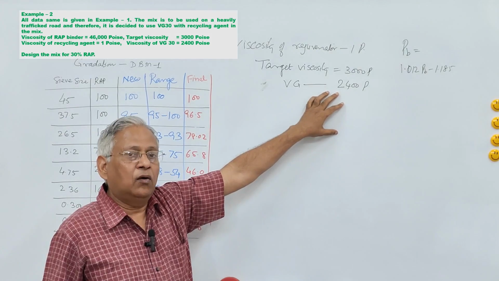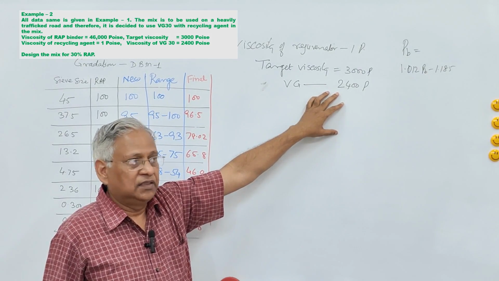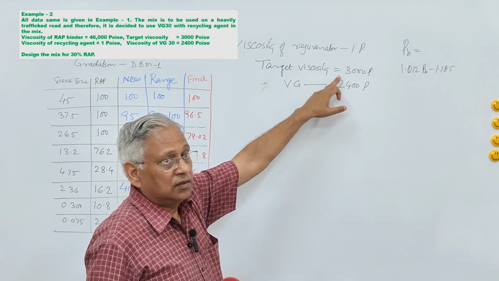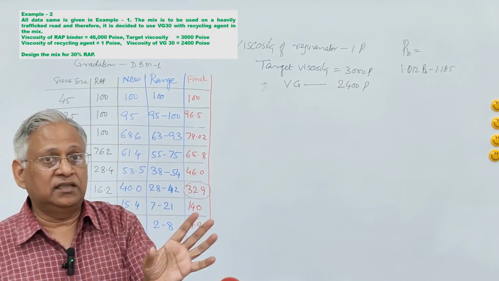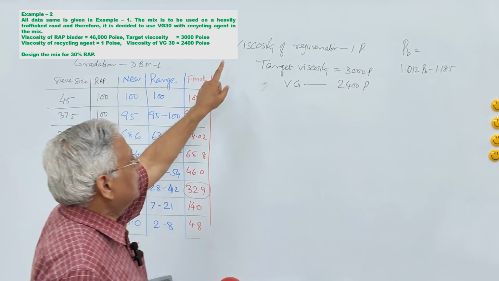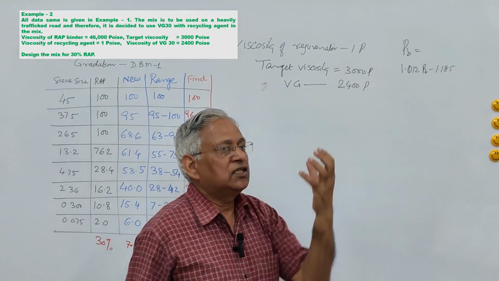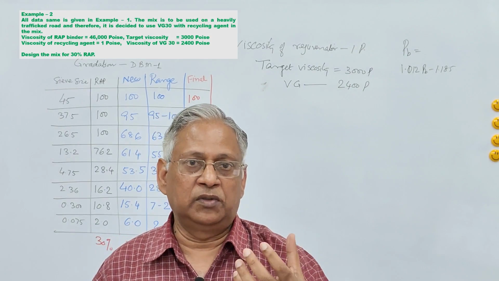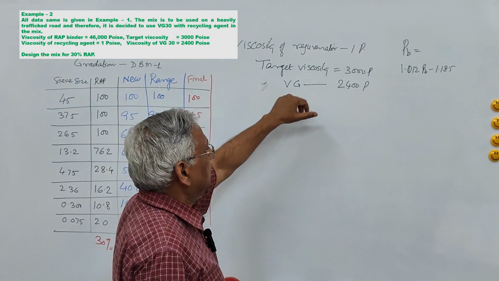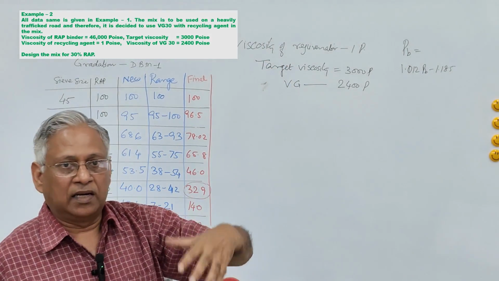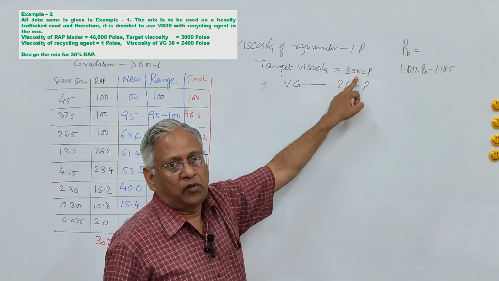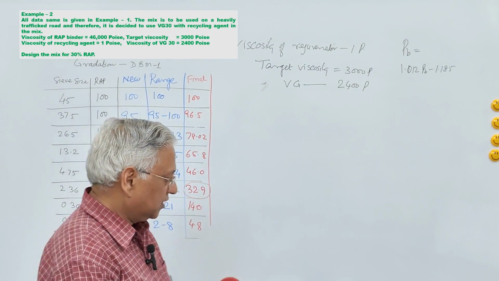Now you know the viscosity of new binder. In earlier case we found this viscosity 800, but here this viscosity is known. Target viscosity is also known. Viscosity of the wrap material is also known, that is 46,000 poise. Viscosity of Rejuvenator is 1 poise. So what should be the amount of Rejuvenator to be used, so that when this VG30 is mixed with the wrap extracted binder, it will give you a viscosity of 3,000 poise. So we again go to the same chart.